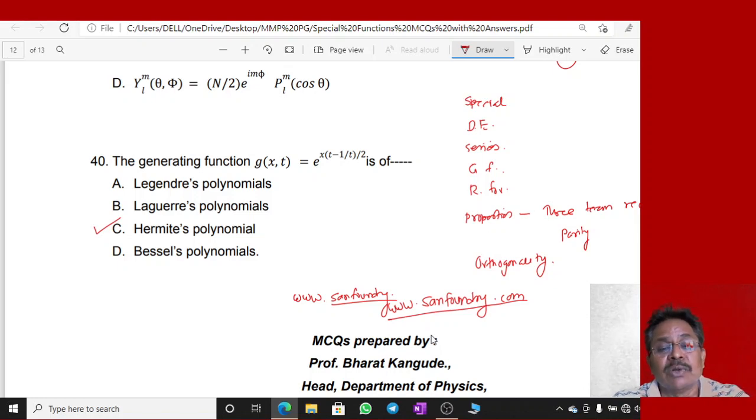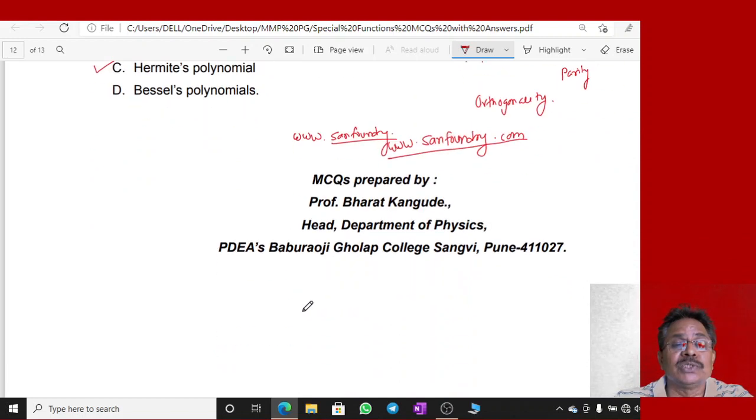Along with that, there are several other sources from which one can go for these types of MCQs on this particular module, that is module number 3, special functions. Thank you all.